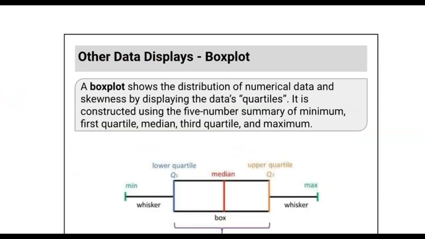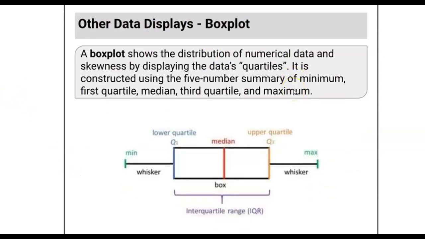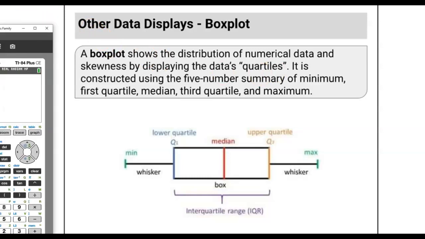Moving on to the next page here. Another data display is a box plot. You know box plots from seeing these in your math classes previously. A box plot shows the distribution of numerical data by displaying quartiles. You remember quartiles from using your calculator. And if you don't remember how to find them, I'll show you real quick.